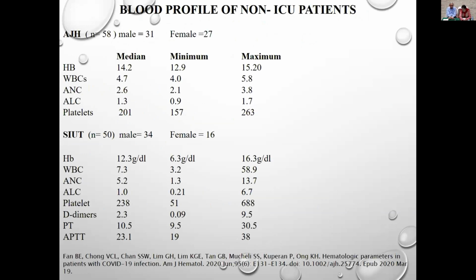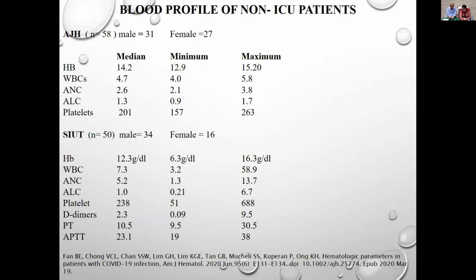We have compared our data with a paper published in AGH. This is the data from Singapore. They took 58 patients in non-ICU, and they had 31 males and 27 females, while we recruited 50 patients in a non-ICU setting, and 34 among them were males and 16 were females. So their ratio of male to female was about 1:1, and ours was 2:1.